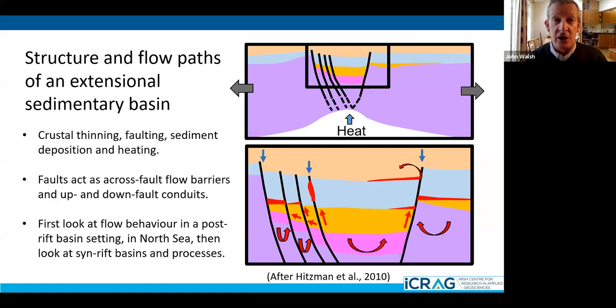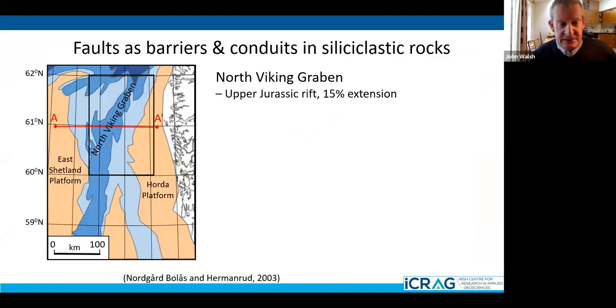But the faults have a life. They have a life in fluid flow, which is much older and longer than their life when they were actually moving, because they're there and they can end up affecting fluid flow. This is a part of the North Sea, the North Viking Graben, and you can see the deep here. These are the deeper parts of the basin.